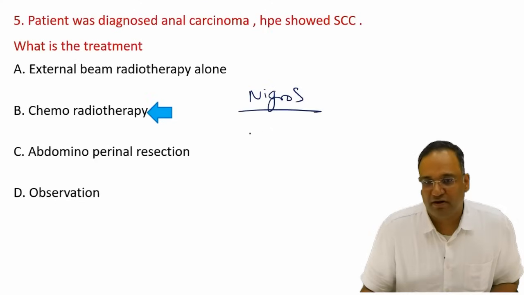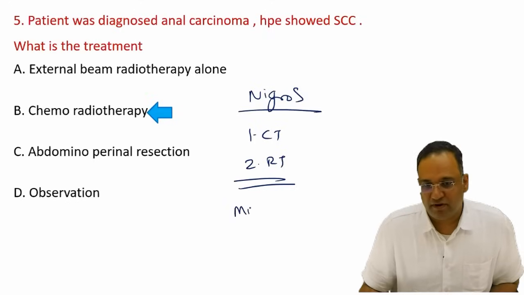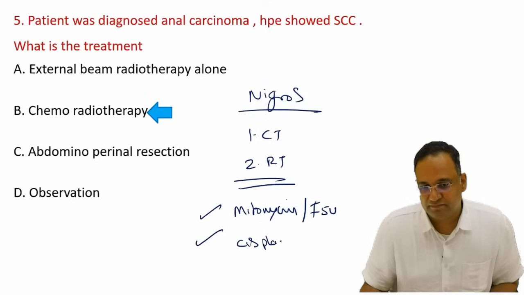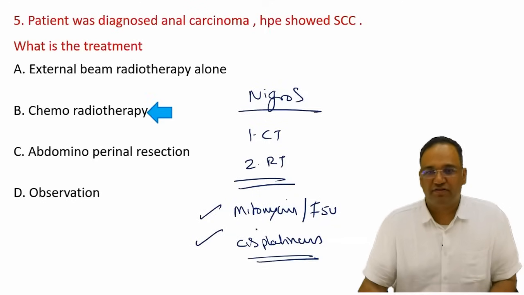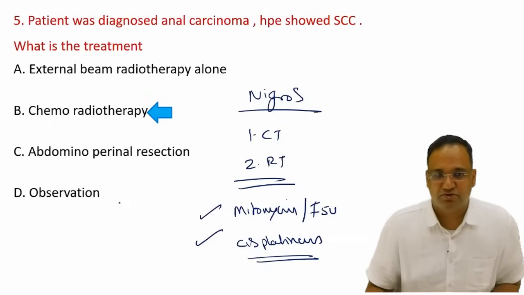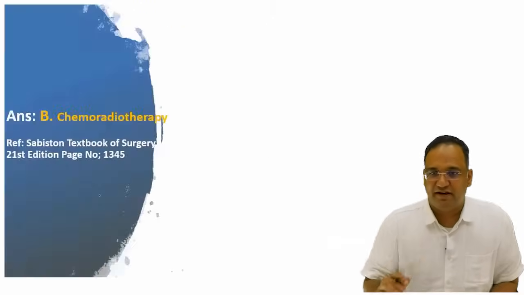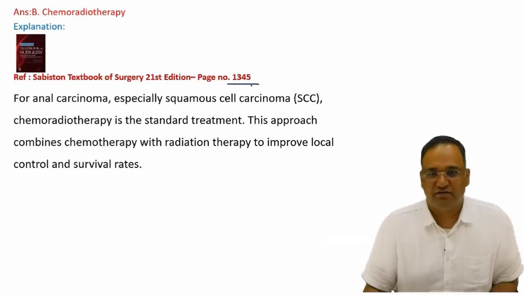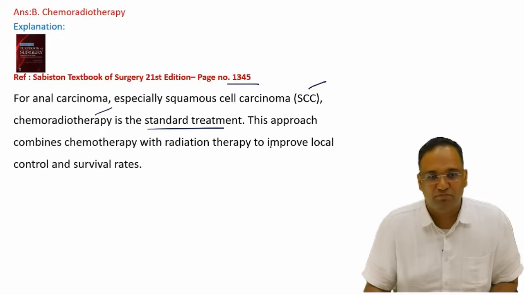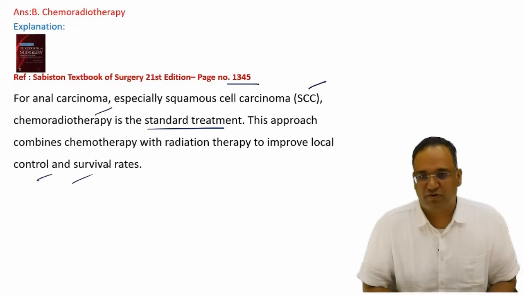Nigro's regimen: alternate chemotherapy and radiotherapy. Mitomycin and 5-FU based first line, and cisplatin. Chemoradiotherapy is called Nigro's regimen. Understood? Squamous cell carcinoma of the anal canal. Sabiston 21st edition, page 1345, very clearly says that in anal carcinoma, especially squamous cell carcinoma, chemoradiotherapy is the standard of treatment. This approach combines chemotherapy with radiation therapy to improve local control and survival rates. Very, very clear and straightforward question.